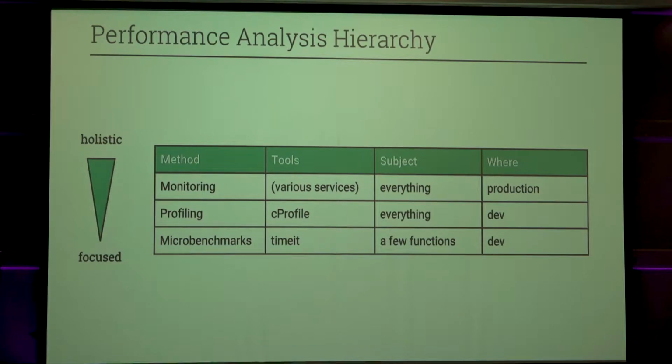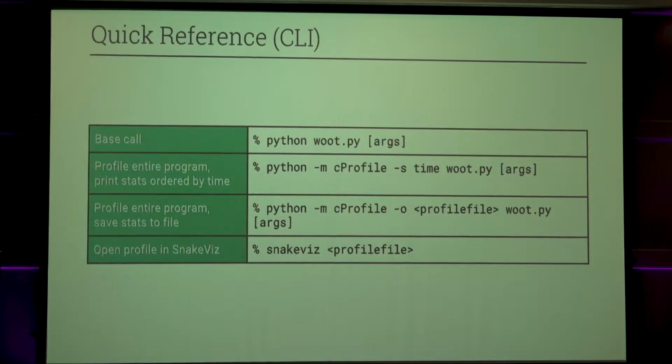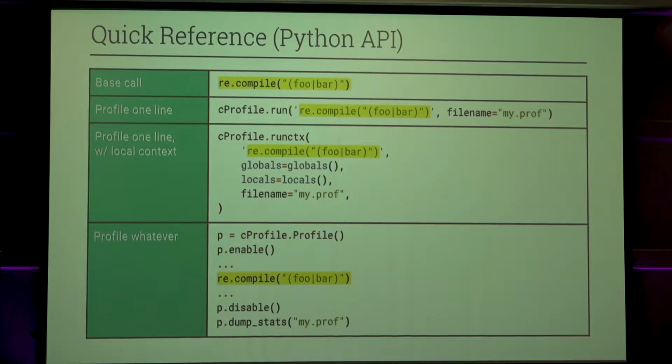Something else you can do that I didn't show here is, this is a quick reference. I'll link to these slides. So this is how you do it from the command line. There are also equivalents via the Python code API. So let's say your base call was just compiling a regex, if you want to profile just one line, there's cProfile.run. The cProfile.run context is a little more advanced, where you can inject local variables into it. But then you can also just profile anything you want, between enable and disable.